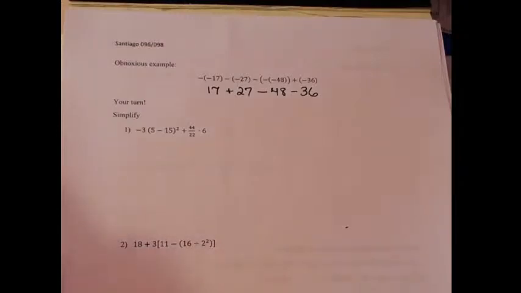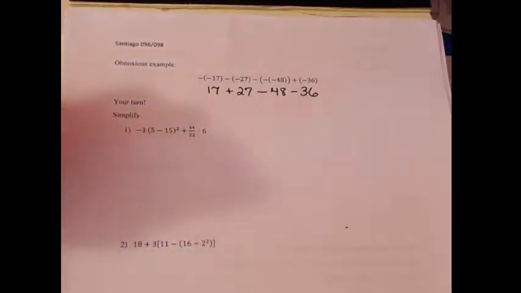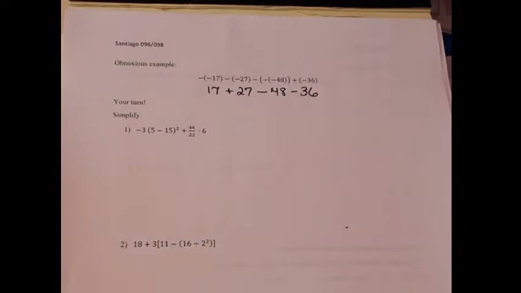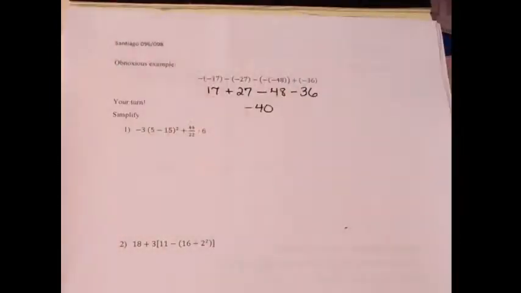At this point, we have addition and subtraction left, so all we're going to do is simply perform the indicated operations from left to right. 17 plus 27 minus 48 minus 36. We are going to plug it in exactly as we see, and we should have our final answer of negative 40. And it's as straightforward as that. Don't overthink this. When your last steps are addition and subtraction, just move from left to right. All right, let's take a look at number 1.